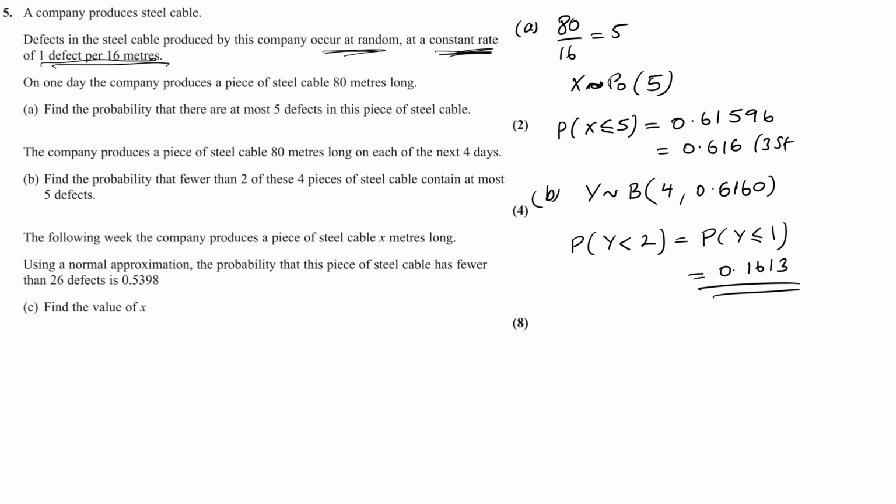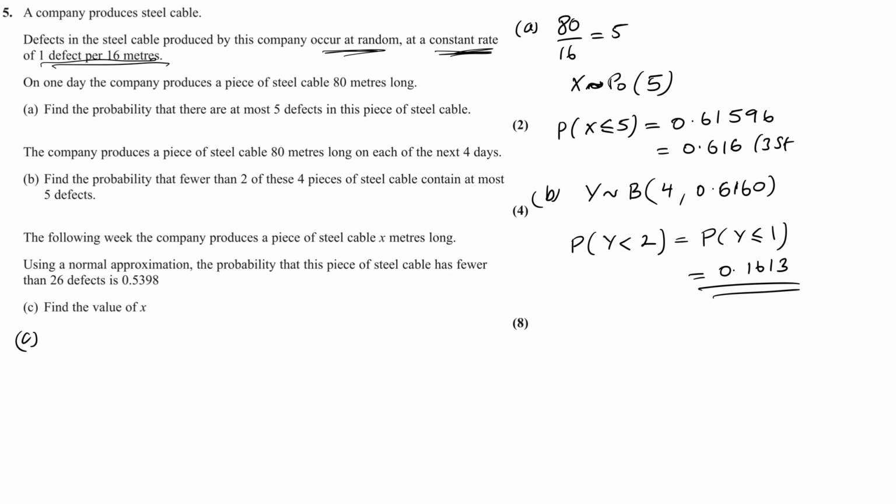Right, let's look at the next part of the question. The following week, the company produces a steel cable X meters long. Using a normal approximation, the probability that this piece of cable has fewer than 26 defects is 0.5398. Find the value of X. Okay.